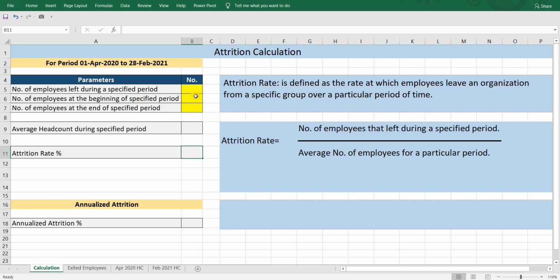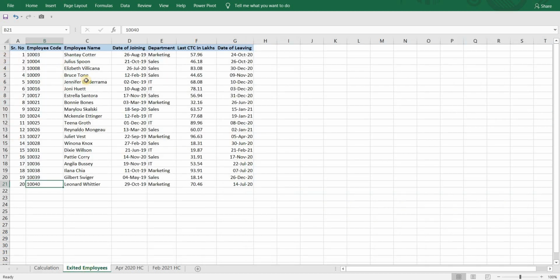For now, let's see how we can get the required numbers in these yellow highlighted cells from base data, since most of the time you would want these fields to be dynamic and update as per the changes in base data. So, I have three more Excel sheets. I will be calculating attrition for a period starting from 1st April 2020 till 28th February 2021. The next sheet includes data of all employees who have exited during this period.